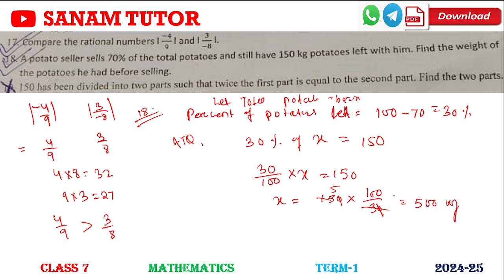It means we had to find the weight of the potatoes he had before selling. So before selling he had 500 kg of potatoes. Understand? Next question.